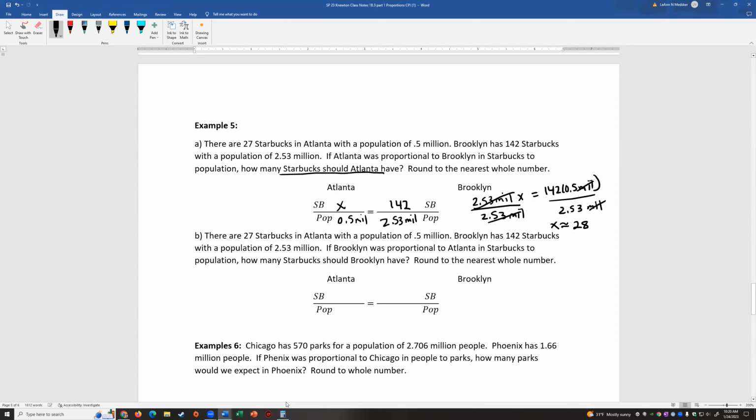So for Atlanta to match Brooklyn, we need another Starbucks, right? They need one more Starbucks for them to be proportional to Brooklyn.